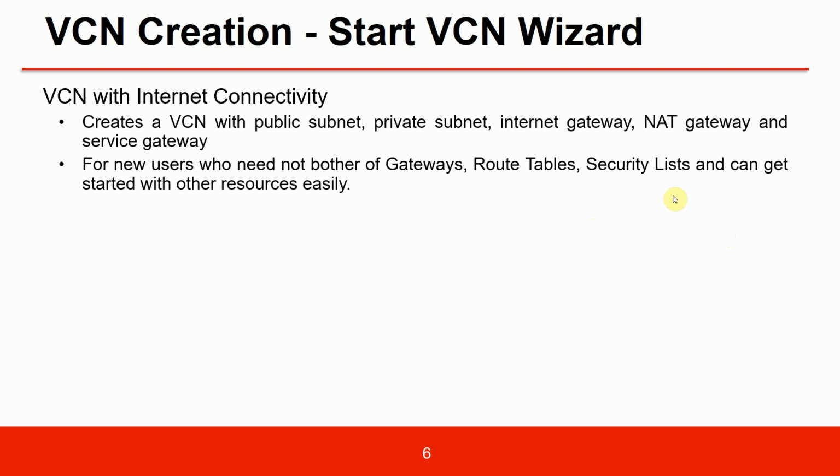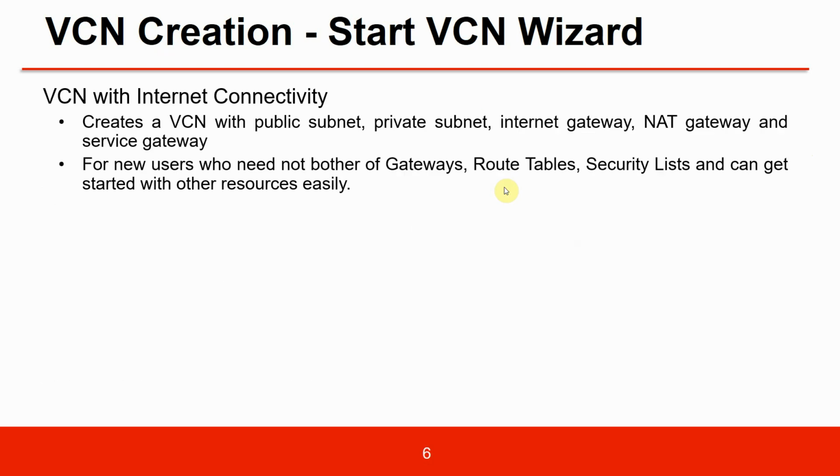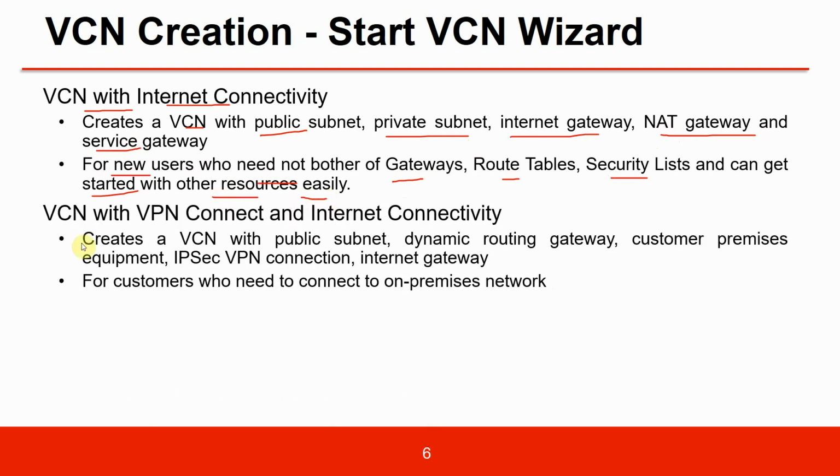VCN with internet connectivity. However, there were two options here. One was VCN with internet connectivity. There was a second option also, which is discussed here. The first is VCN with internet connectivity. It creates a VCN with public subnet, private subnet, internet gateway, NAT gateway, and service gateway. New users who need not bother about gateways, route table, security list can get started with other resources very easily, and that's why we chose this one. Second was VCN with VPN connect and internet connectivity. It creates a VCN with public subnet, dynamic routing gateway, customer premise equipment, IPSec VPN connection, and internet gateway. For customers who need to connect to an on-premise network, this is recommended.